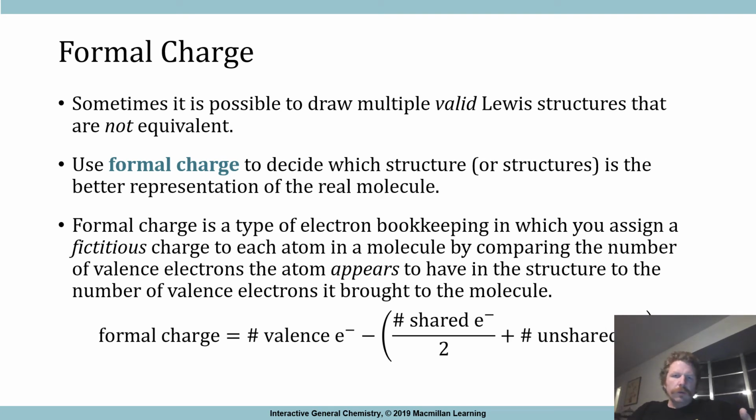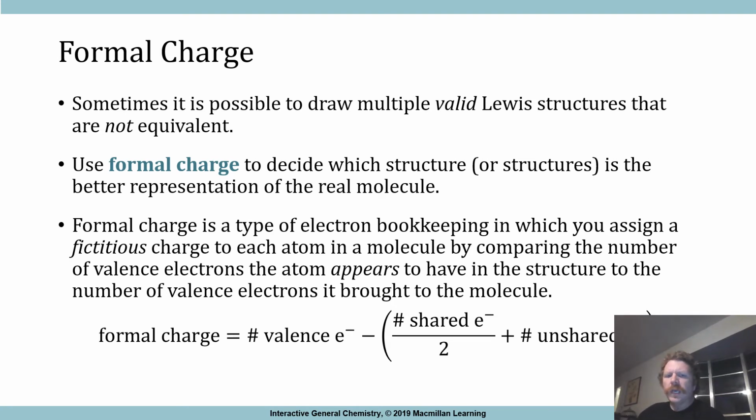Are they all equally good? Is there one that's better than the other? The example that we looked at a little while ago was carbonate, which is carbon surrounded by 3 identical oxygen atoms. And I contrast that with, well, if it was surrounded by 2 oxygens and 1 chlorine, would the fate be different? Would something be different? And it would. So we use formal charge to decide which structure or structures is the better representation of the real molecule.